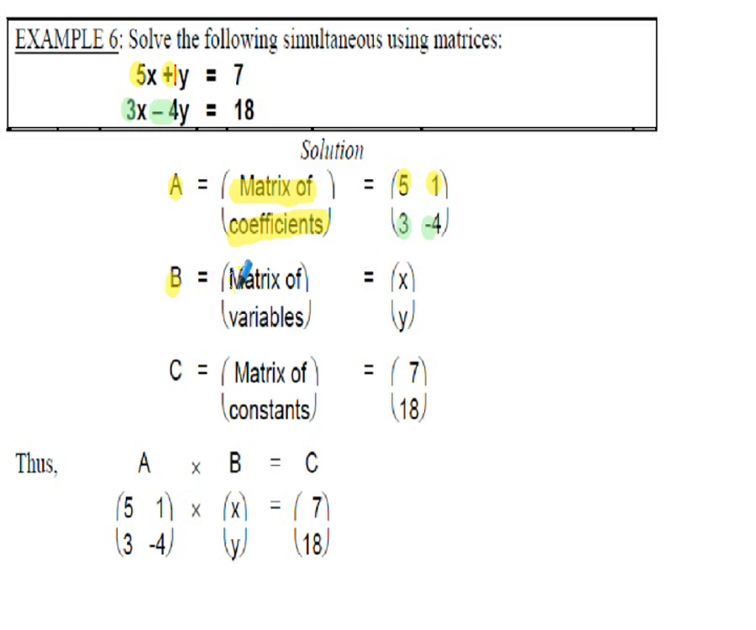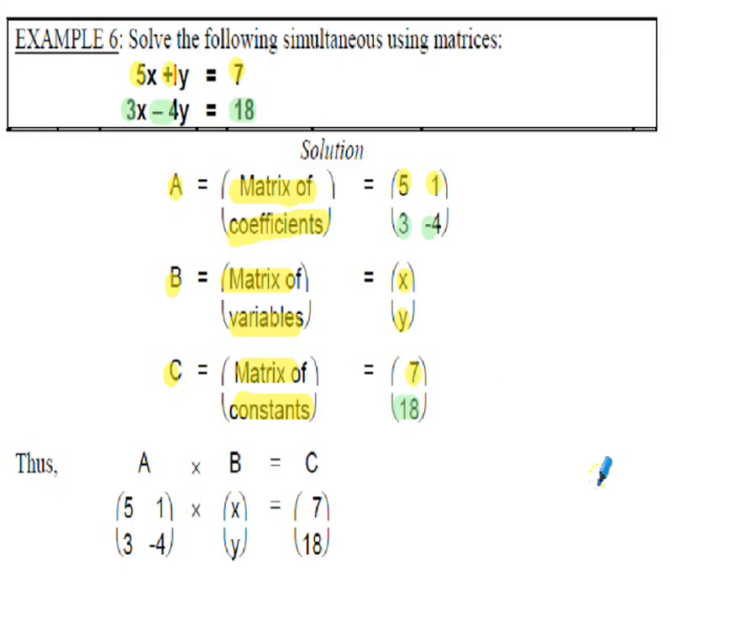Matrix B is the matrix of the variables. And the variables in this case we can clearly see are x and y. And finally matrix C, this is the matrix of the constants, in other words the right hand side of the equation shown above. So for the first equation the constant is 7 and for the second equation the constant is 18.